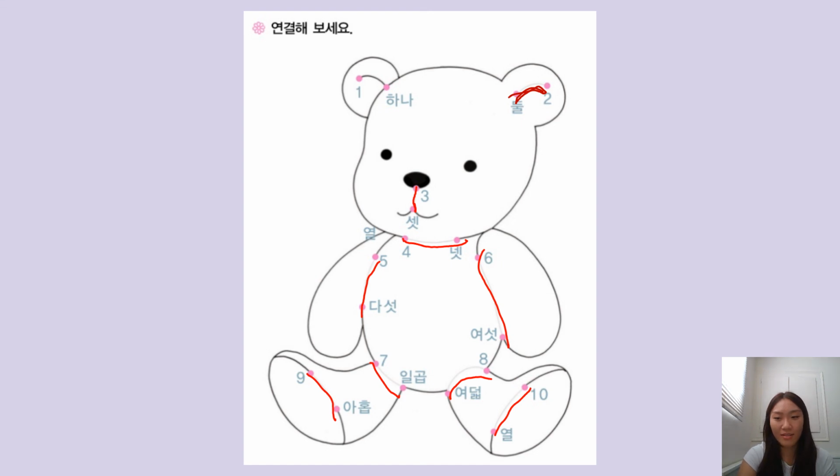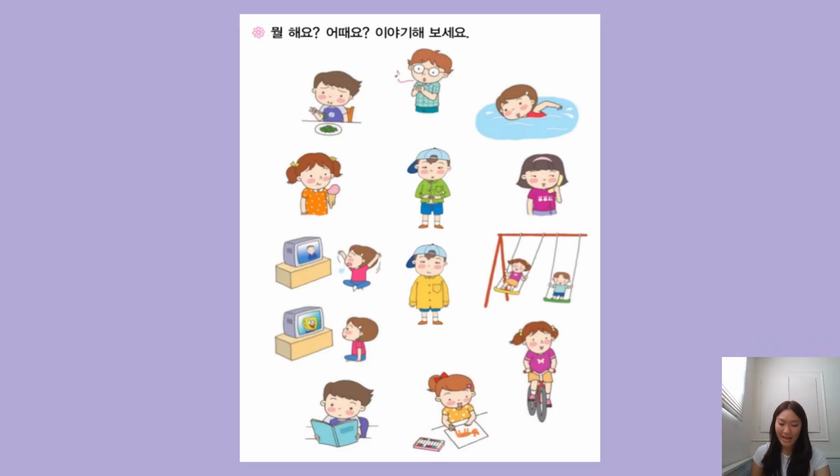Now let's move on. We're on our last page. So it says 뭘 해요? 어때요? 이야기해보세요. So the question is, what are you doing? How is it? Let's talk about it, okay? First one, we see a boy, he's eating greens. His face does not look like he's enjoying it.